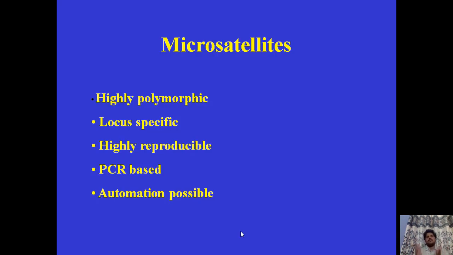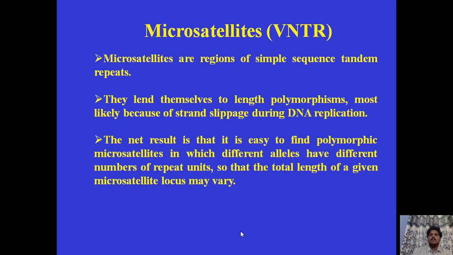Then, once again, what are the microsatellite characteristics? These are highly polymorphic, locus specific, highly reproducible, and PCR based. Automation is possible with these microsatellites. These are the regions of simple sequence tandem repeats that lend themselves to length polymorphism, most likely because of slippage during DNA replication. The net result is that it is easy to find polymorphic microsatellites in which different alleles have different numbers of repeat units, so that the total length of a given microsatellite locus may vary.